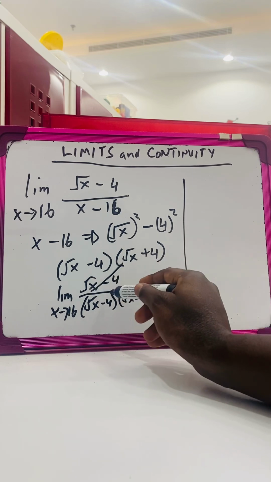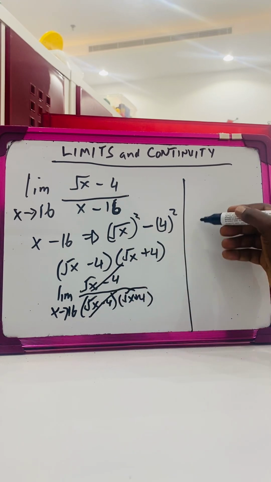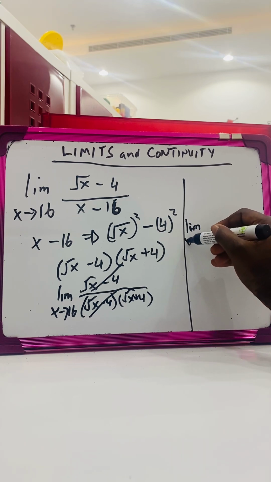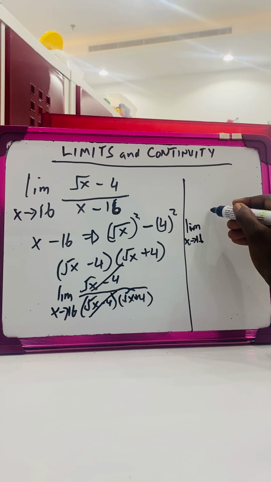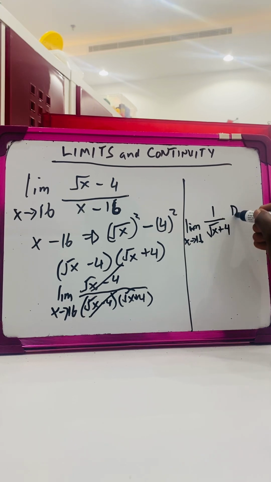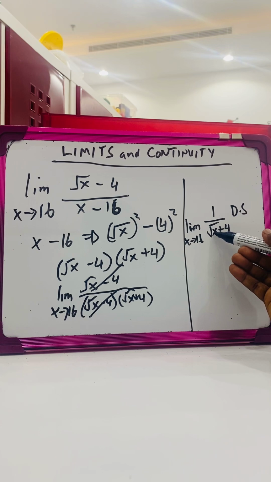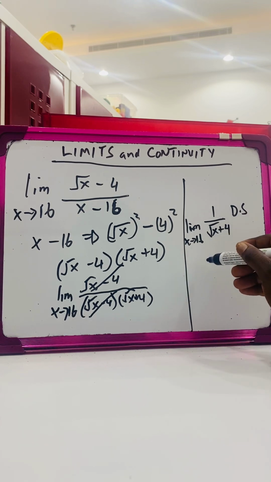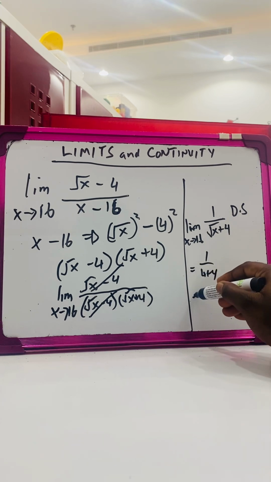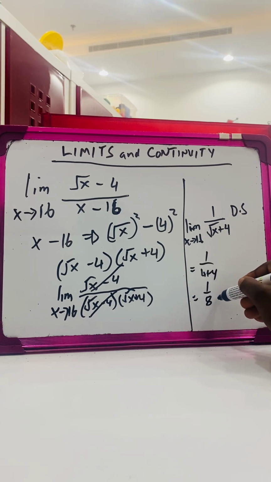So that this takes care of this, and my expression simplifies to the limit as x approaches 16 of 1 divided by square root of x plus 4. Now I can make my direct substitution here. When x is 16, I have square root of 16 here. Square root of 16 is just 4. So I have 1 over 4 plus 4. 1 over 8 is our limit.